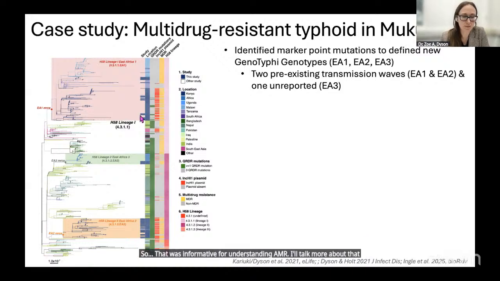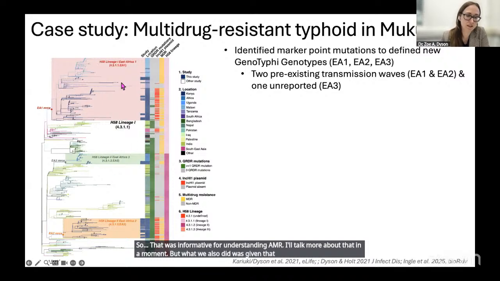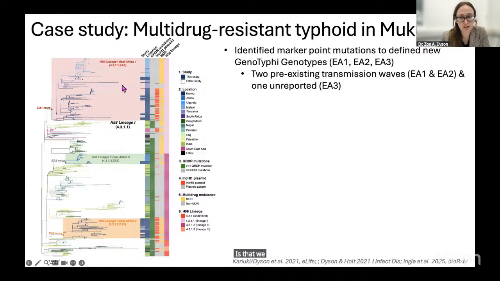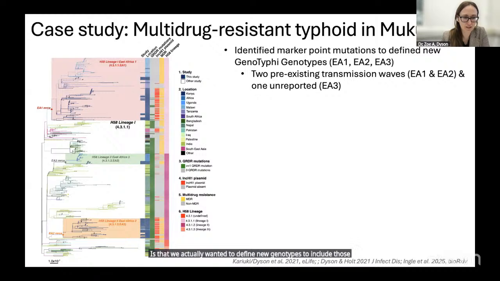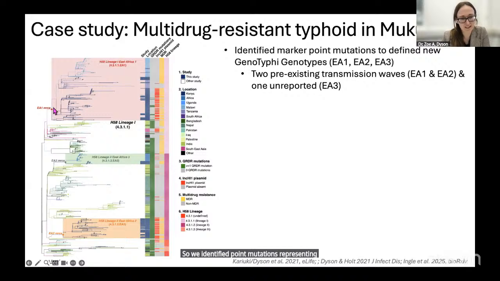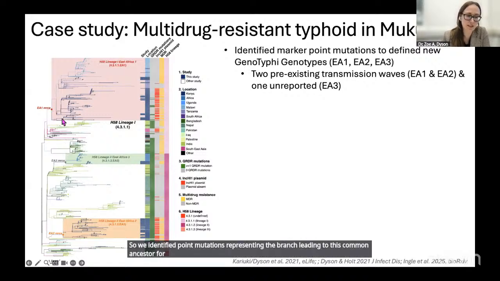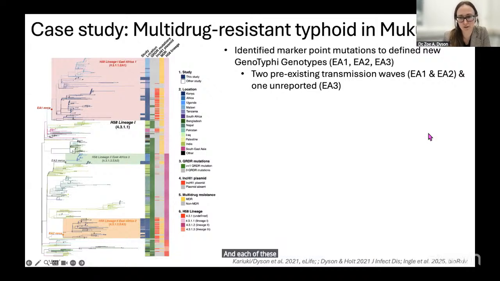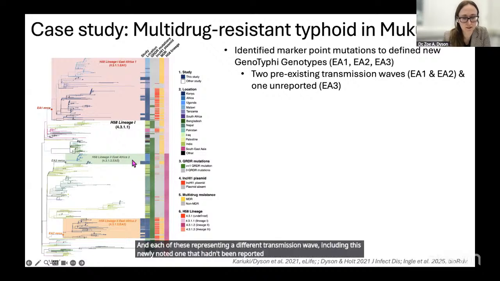But what we also did was, given that we had 3 distinct lineages present in Mukuru and Kenya, we wanted to define new genotypes to include those in the GenoTyphi genotyping scheme. So we identified point mutations representing the branch leading to the common ancestor for each of these, and they were subsequently designated East Africa 1, East Africa 2, and East Africa 3. They could be rapidly identified through the typing data as well, and each represents a different transmission wave, including this newly noted one that hadn't been reported previously, East Africa 3, that is spread between Uganda and Kenya.